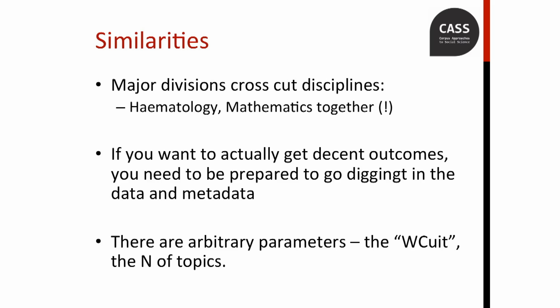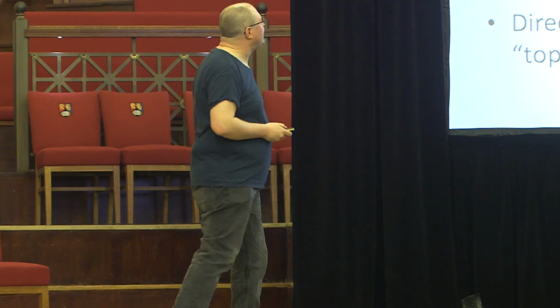There are arbitrary parameters. The cut is how deep in the dendrogram we decide to go, and that's arbitrary. There's no mathematics can tell you how deep in the tree you need to go. Similarly, there's no mathematics can tell you the number of topics. So there are similar issues in both these kinds of ways of reducing this massive matrix.